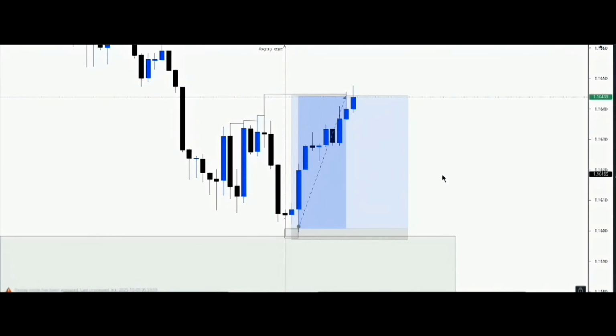Simple and straightforward. You don't need to stress yourself. All you need is some form of patience to wait. Do your analysis from the higher time frame and then just go straight to your lower time frame and wait for price to come and respect your higher time frame zone, and then you take your trade from there. It's as simple as that.